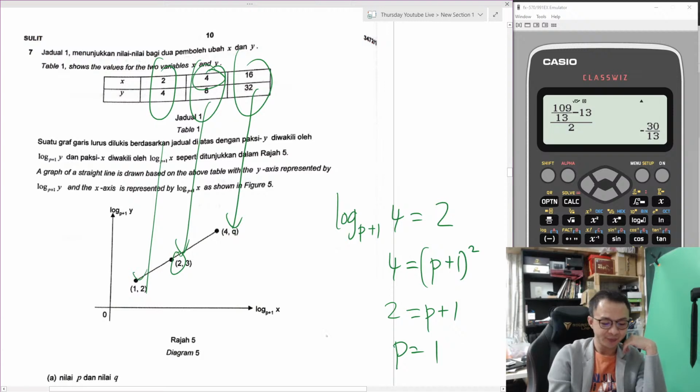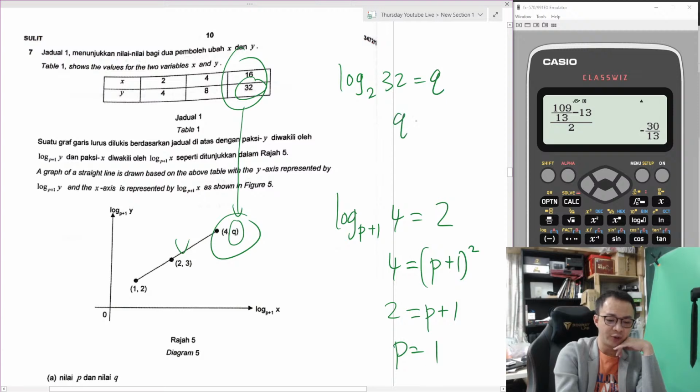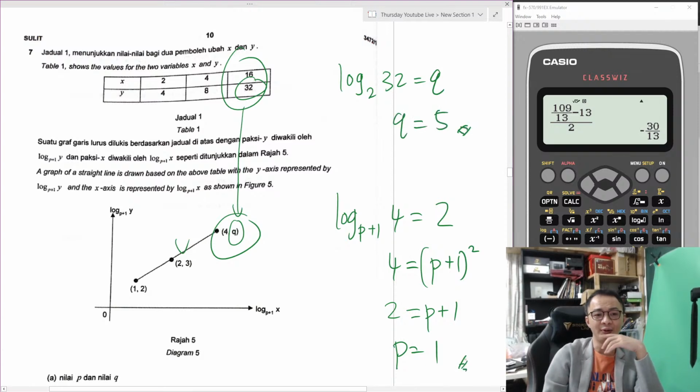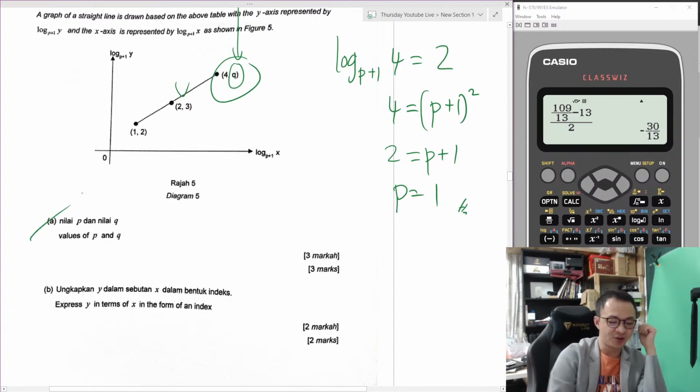So after I got the p, I want to use the same logic to get q. So q is basically this one, which becomes here. So you should know it's actually the 32. So I will just say log p, which I already got is 1. 1 plus 1 is 2. So for 32, I will get q. So q will equal 5. Okay, this is how I get my p and q. Alright, so I got my 3 marks.